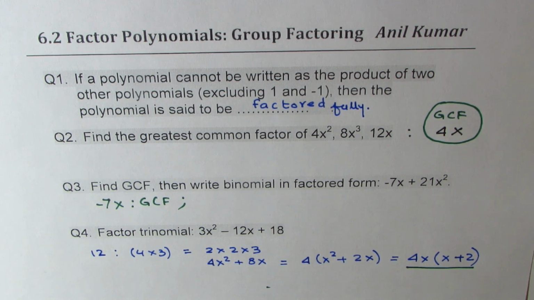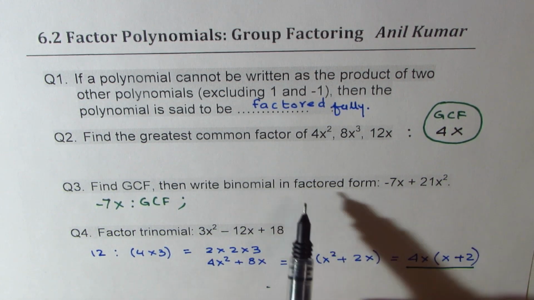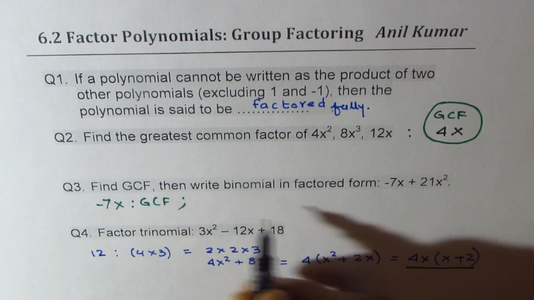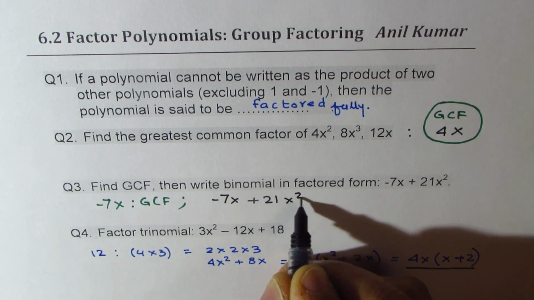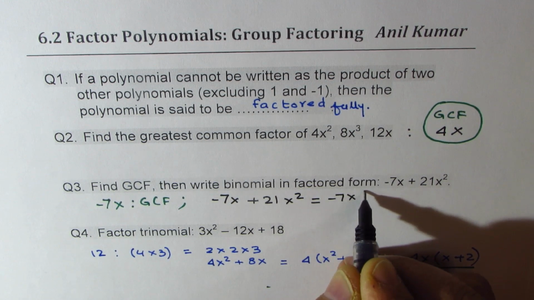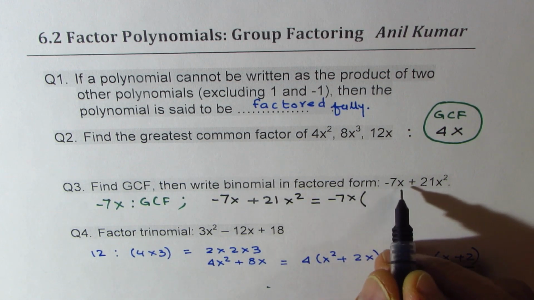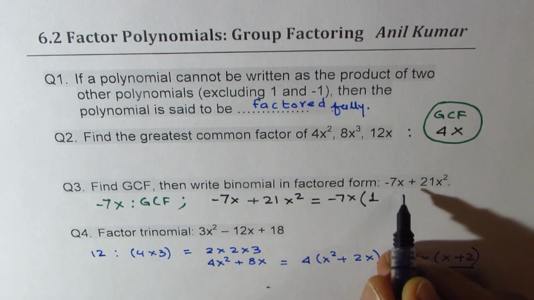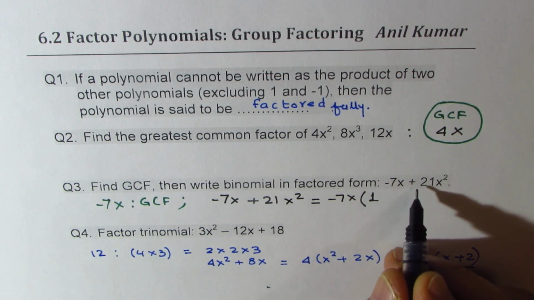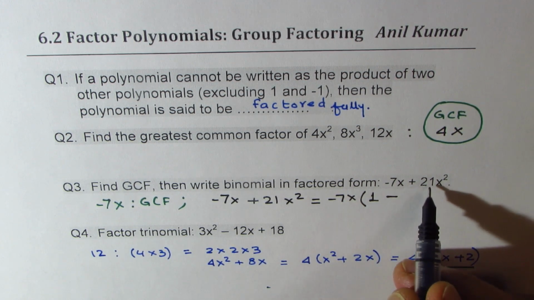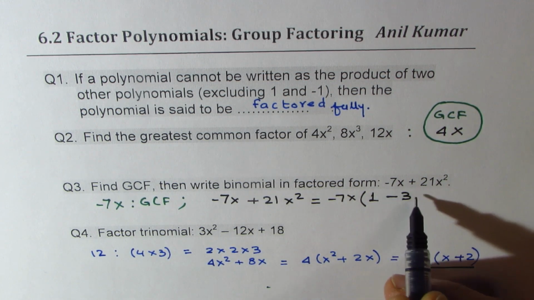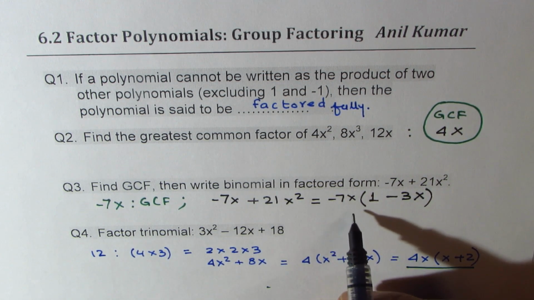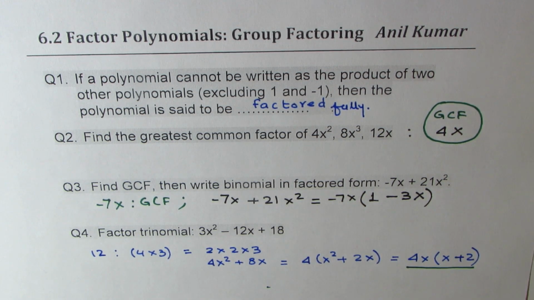Now the second part is to write it in the factored form. So we could take the common factor. So let me rewrite this. So minus 7x plus 21x squared can be written as minus 7x as common factor. If you take them both as common factors, then you are left with 1. You divide this by minus 7x, you get 1. Here, the sign changes to negative. 21 divided by minus 7 will give you minus 3. x squared divided by x will give you x. So we have minus 7x times 1 minus 3x as the factored form. I hope that is absolutely clear.